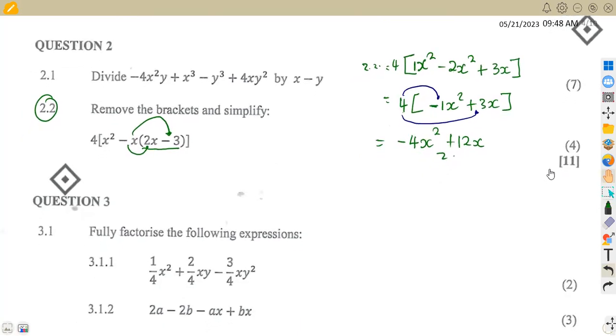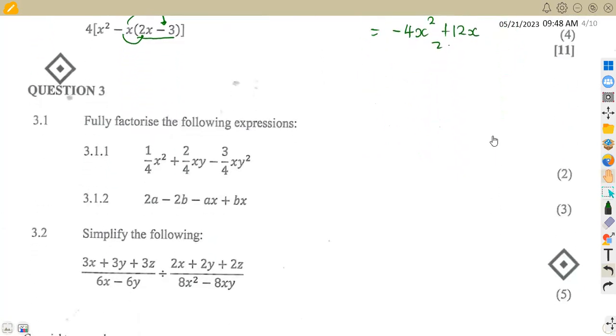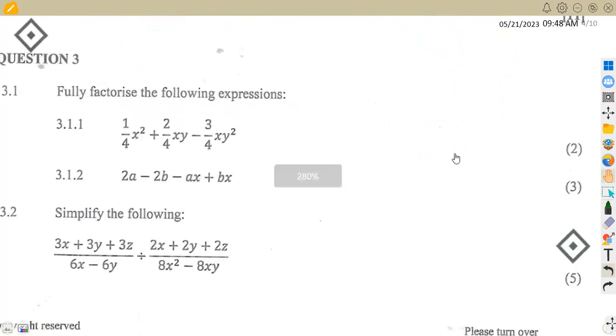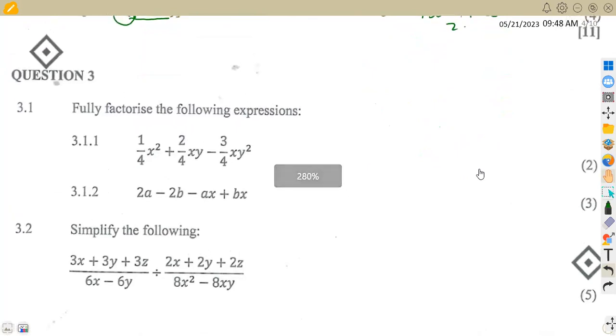All right, so that was 4 marks just to remove brackets and to simplify. All right, on question 3, we are now given to factorize fully the following expressions. All right, factorize. Okay, let's check what we got in this case.